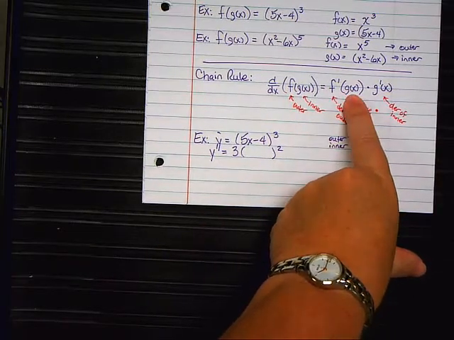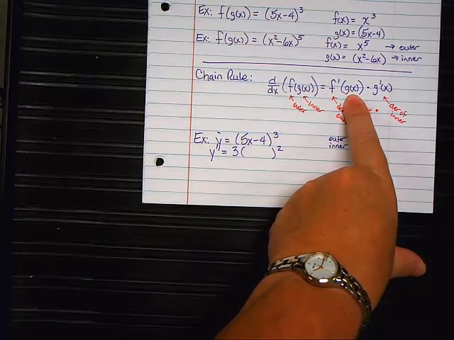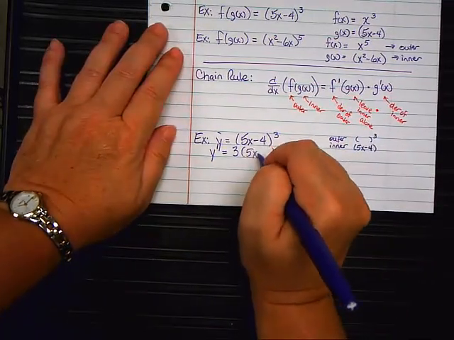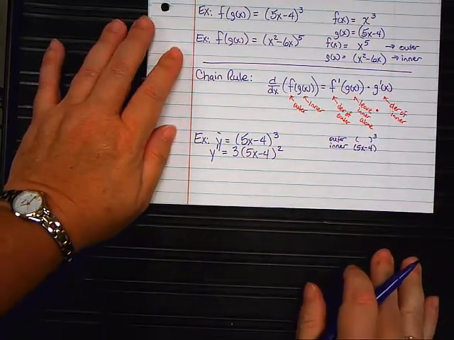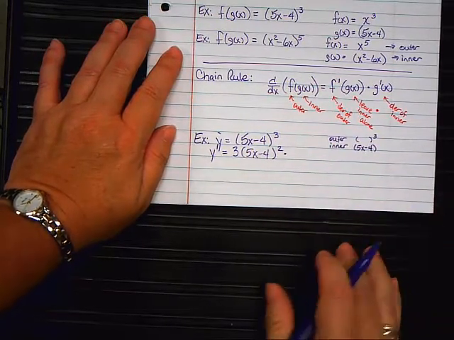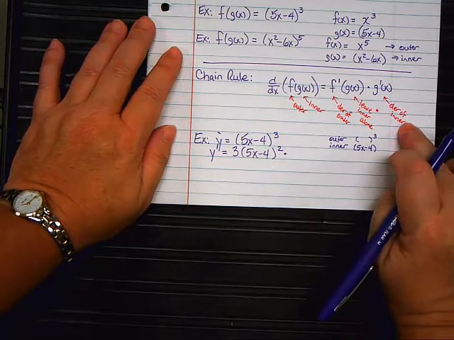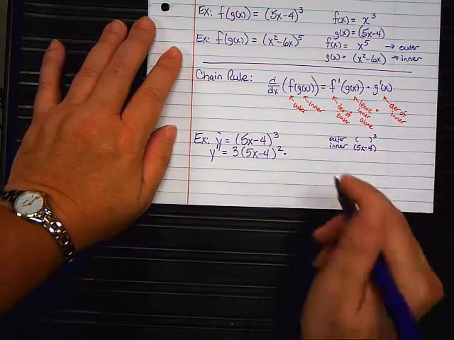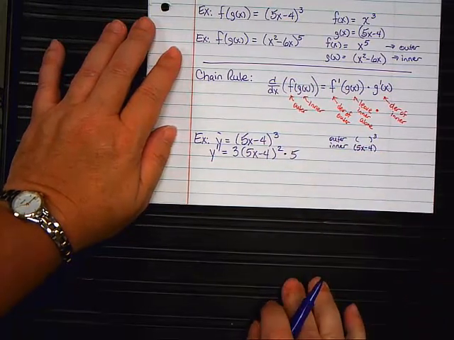G of x, the inner function. Not its derivative, it. Exactly. So we write 5x minus 4 right there. We just copy it down. Times, and then we take the derivative of the inner function at the end. What's the derivative of the inner function? Just 5. We write the 5 down.